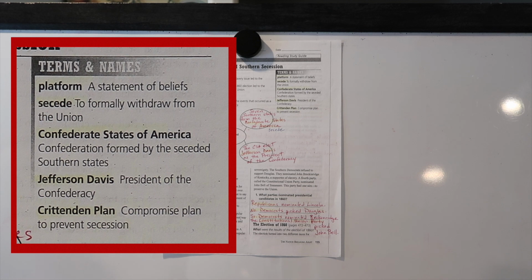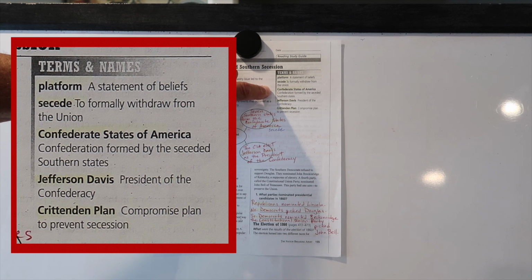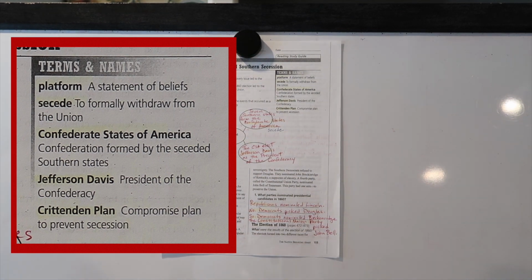And to secede means to formally withdraw from the Union. And as soon as it was announced that Lincoln had won the election by getting the majority of electoral votes that he needed, we talked about how South Carolina declares independence from the United States and officially secedes from the Union. And that leads to 6 more states joining with South Carolina.